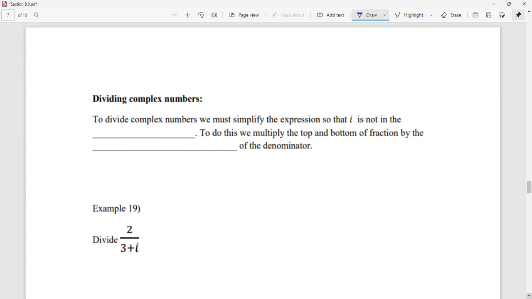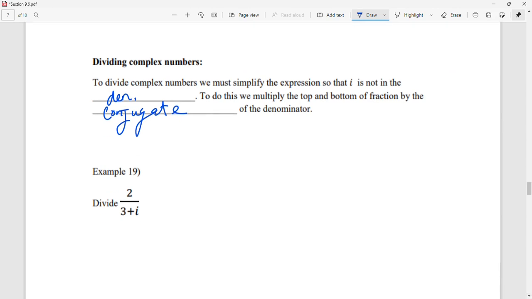To divide complex numbers, we simply multiply the expression so that i is not in the denominator. We don't want the i to be in the denominator. To do this, we multiply the top and bottom of the fraction by the conjugate. We're going to use the conjugate of that denominator. So let's look at example 19. I can multiply the top and bottom by the conjugate of the denominator, which is 3 minus i.